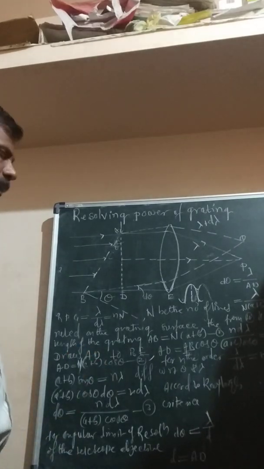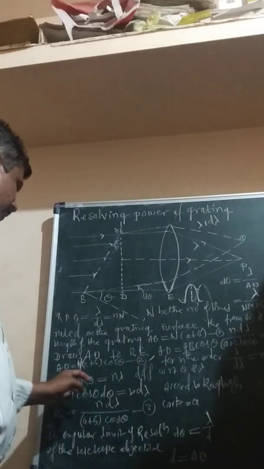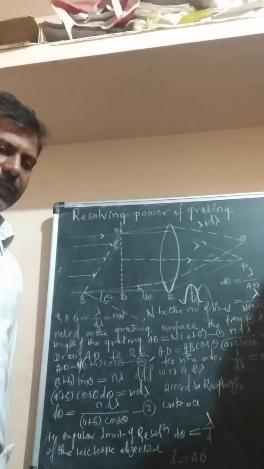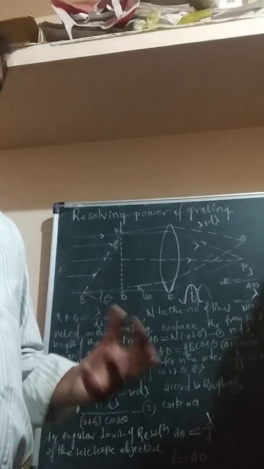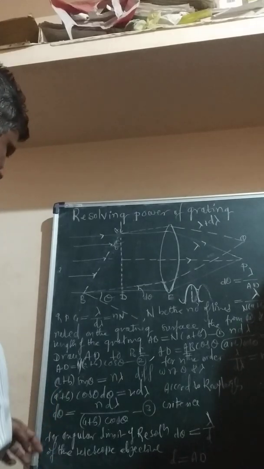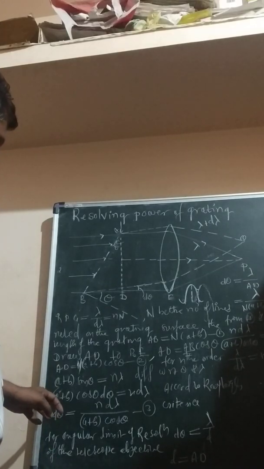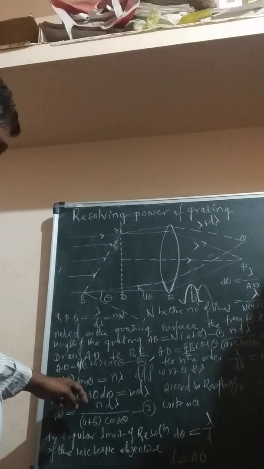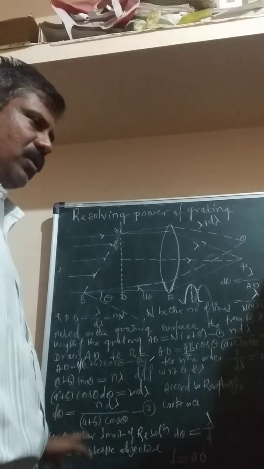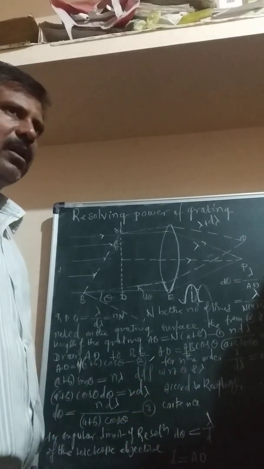Let's call this the second equation. As you know, for an nth order spectrum for a plane transmission grating, it is given by (a plus b) sin theta is equal to n lambda, where n is equal to 0, 1, 2, 3 and so on, which we call the order of the spectrum.